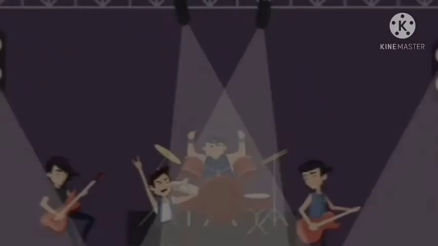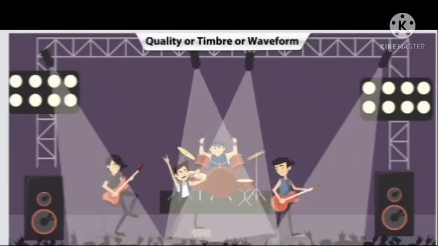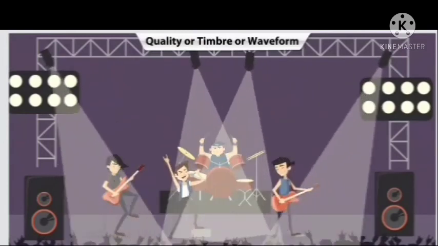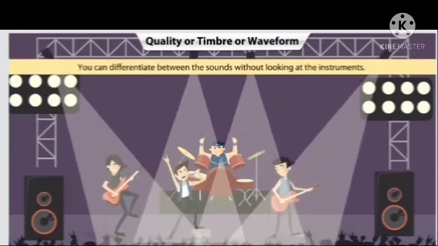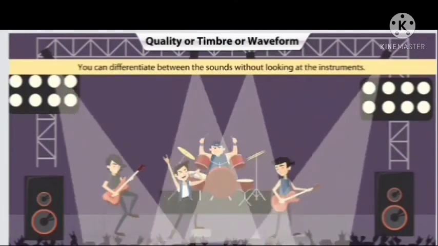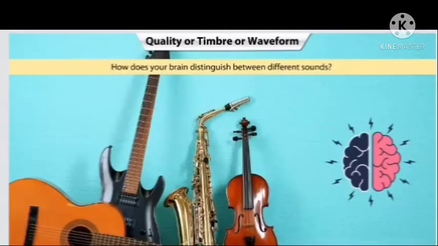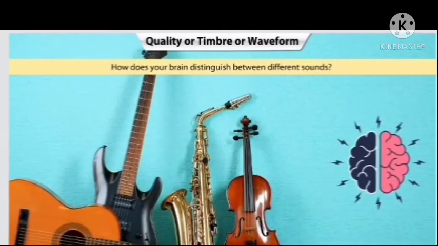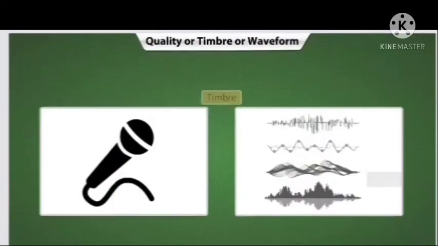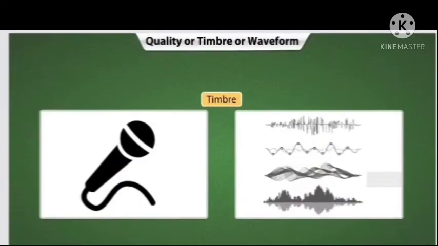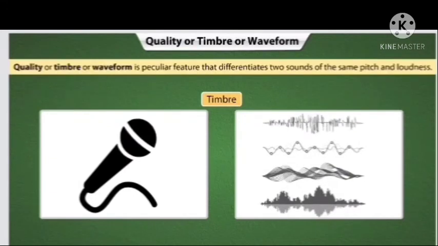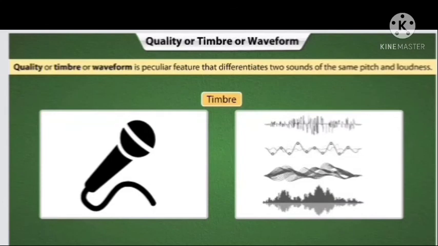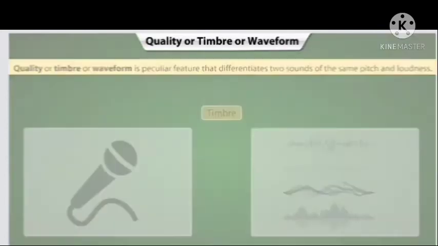When you are at a music concert, you can hear the sounds produced by different instruments. Each of these instruments sounds different. However, you can still differentiate between the sounds without looking at the instruments. So, how does your brain distinguish between different sounds? Well, it's the quality of the sound that helps you do so. Quality, or timbre, or waveform is a peculiar feature that differentiates two sounds of the same pitch and loudness.